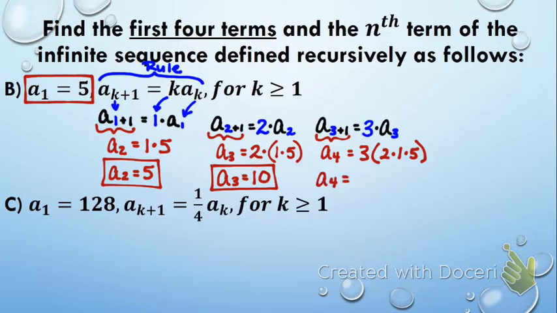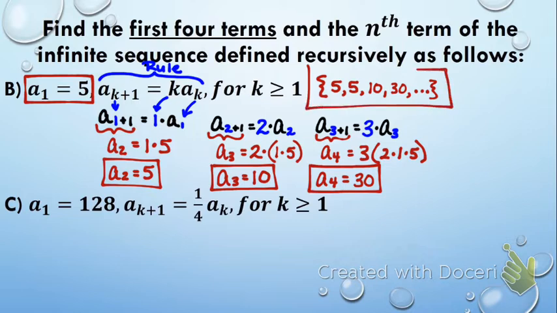20. It is not 20. 30. No. It's not doubling each time. It's tripling. Well, this one tripled. The next one would quadruple. And then it would quintuple. So the first four terms are 5, 5, 10, and 30.